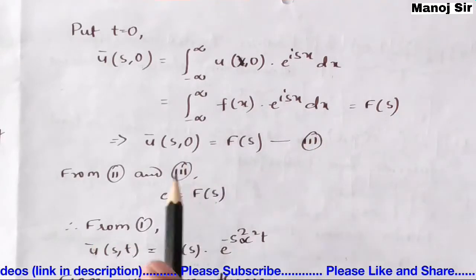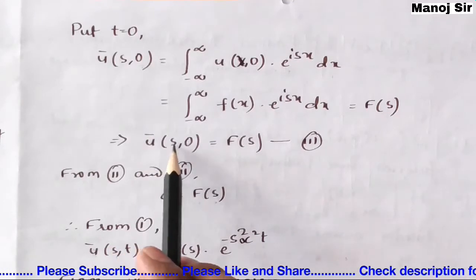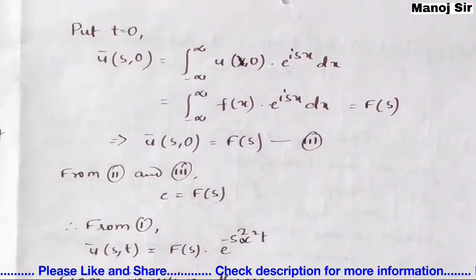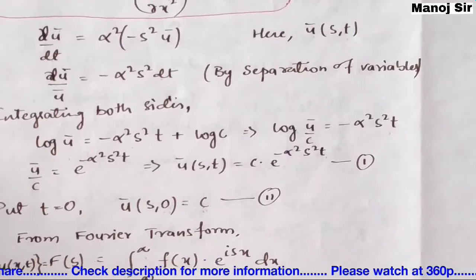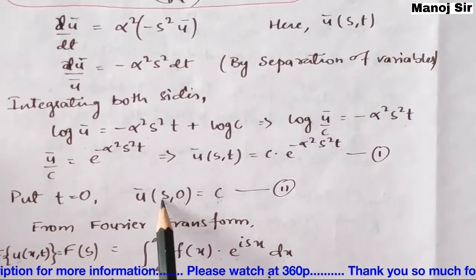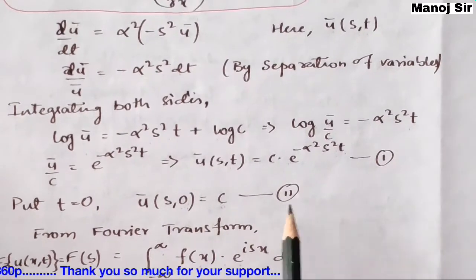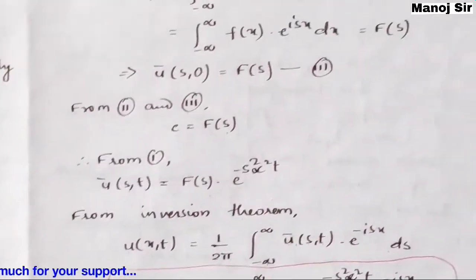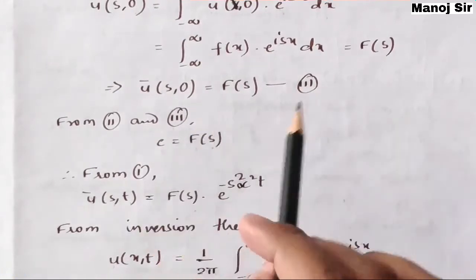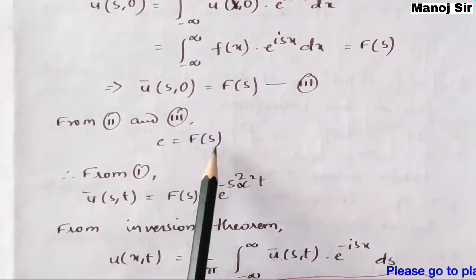From equation number 2 and 3, we can say that u bar at s comma 0 equals f bar of s, and here we had u bar at s comma 0 equal to c. So combining 2 and 3, we can say that c equals f bar of s.